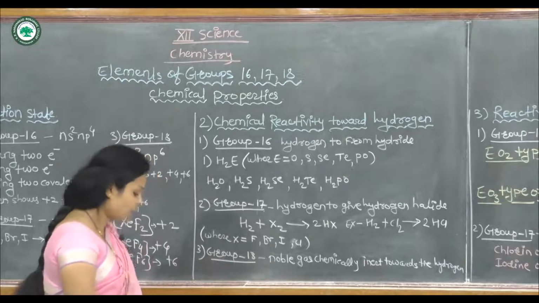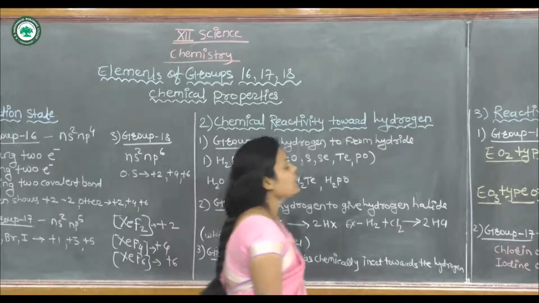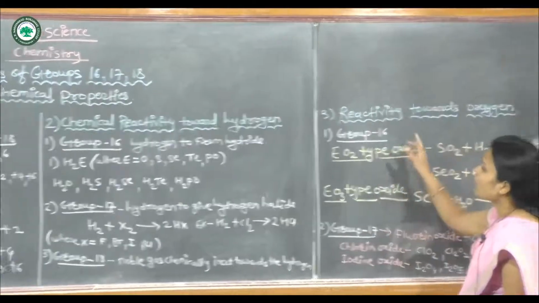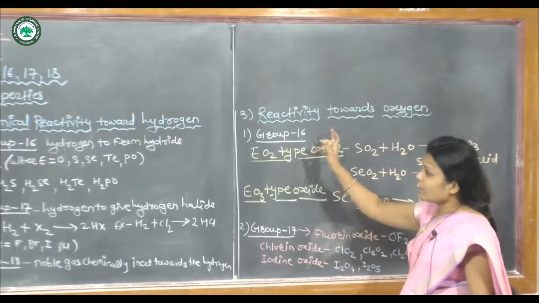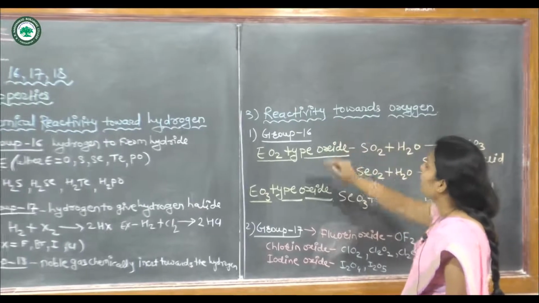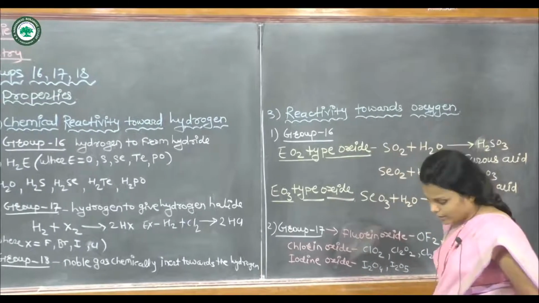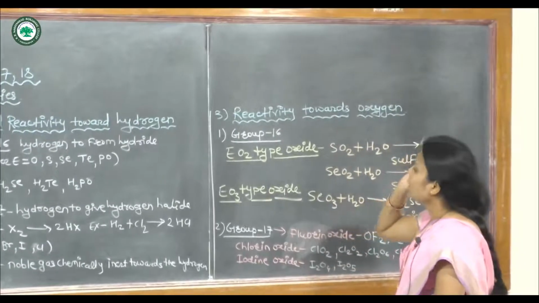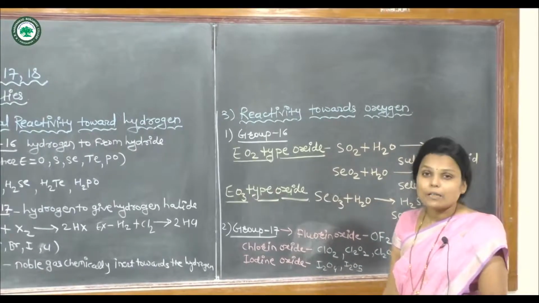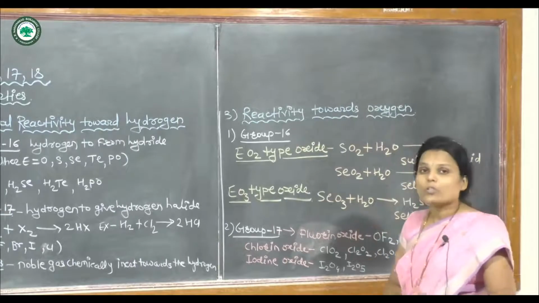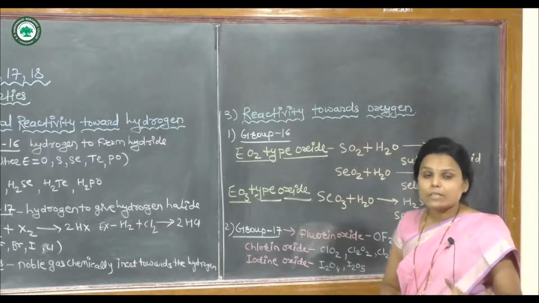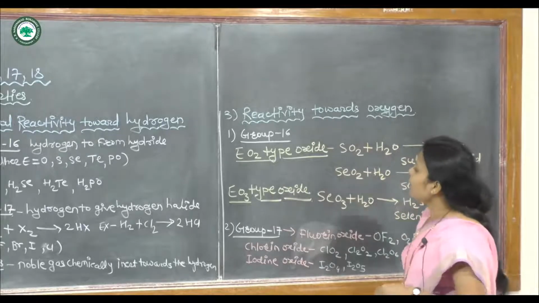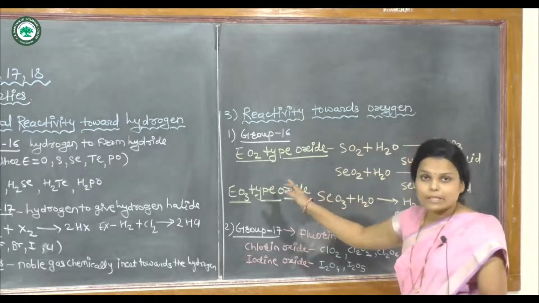Now the third property is reactivity towards oxygen. Here is the third property of groups 16, 17 and 18. It's reactivity towards oxygen. It's a similar case to hydrogen. In this case, reactivity towards oxygen means oxygen reacts with group 16, group 17 and group 18 elements. Firstly, we can discuss the group 16 elements.